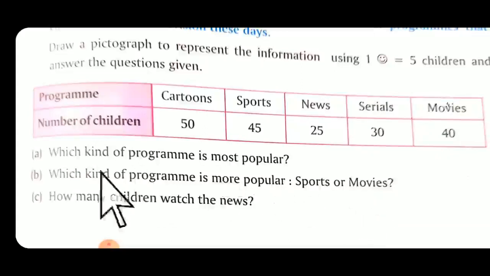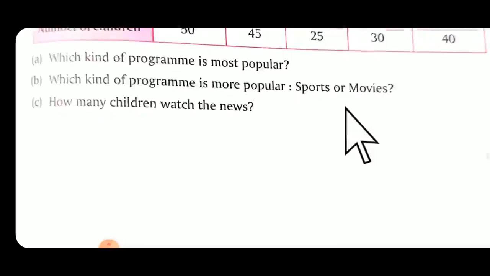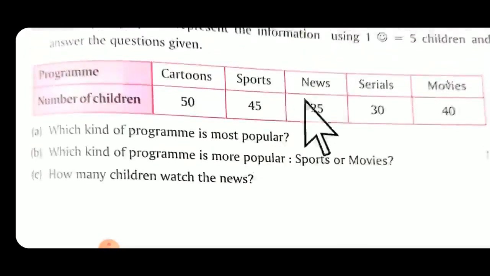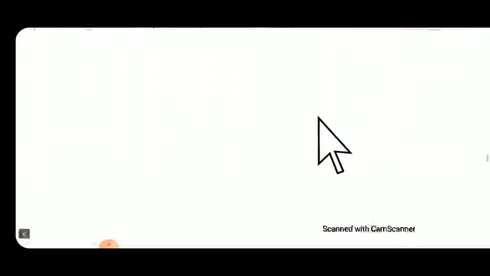Okay, what is the first question? Which kind of program is most popular? That is cartoon, 50. Which kind of program is more popular, sports or movies? See, sports 45 and movies 40. So sports is liked more. Then how many children watch the news? Only 25. See the news column. Only 25 children like the news.